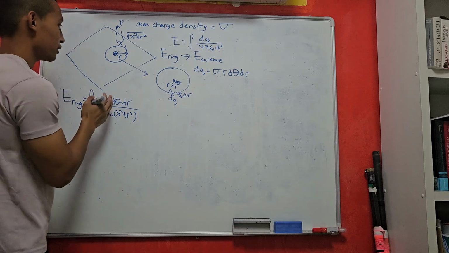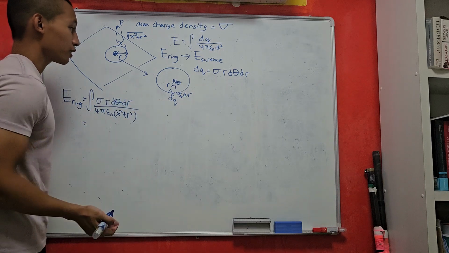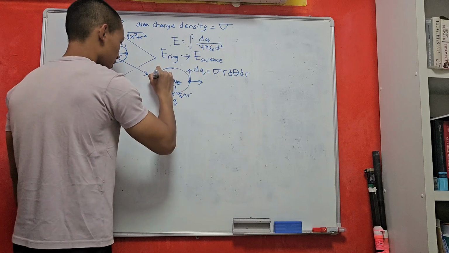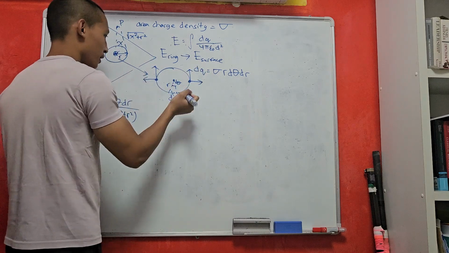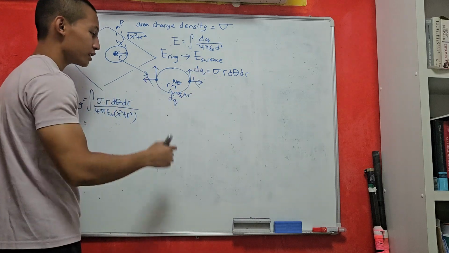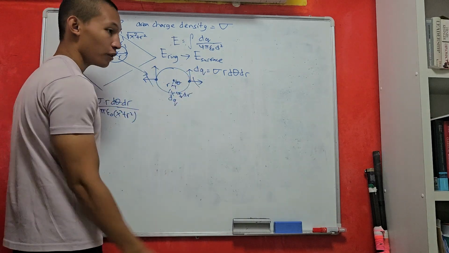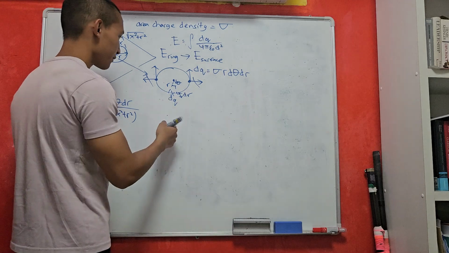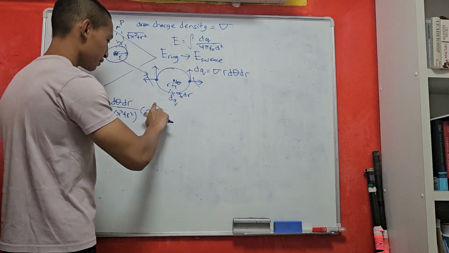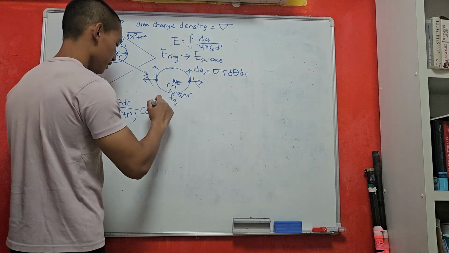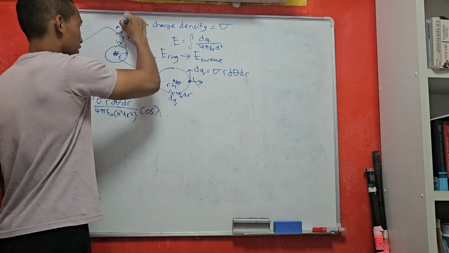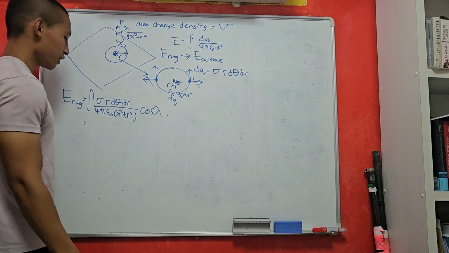But if we take a look at this, we also have to consider that at this point the electric field will look like this, and at this point will look like this, and the horizontal components of it would actually cancel out. So we just have to consider the vertical components of the electric field due to the ring. So we'll just add a cosine theta behind. Actually, this is not cosine theta, this is cosine, let's say cosine lambda. So this is lambda. Okay?